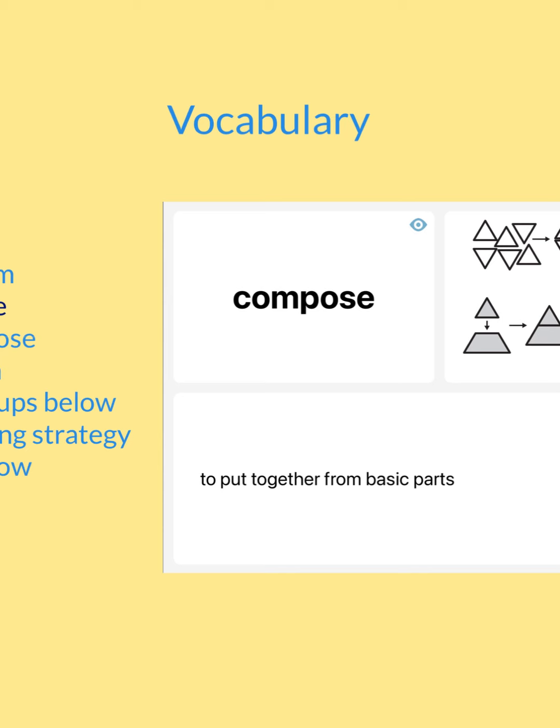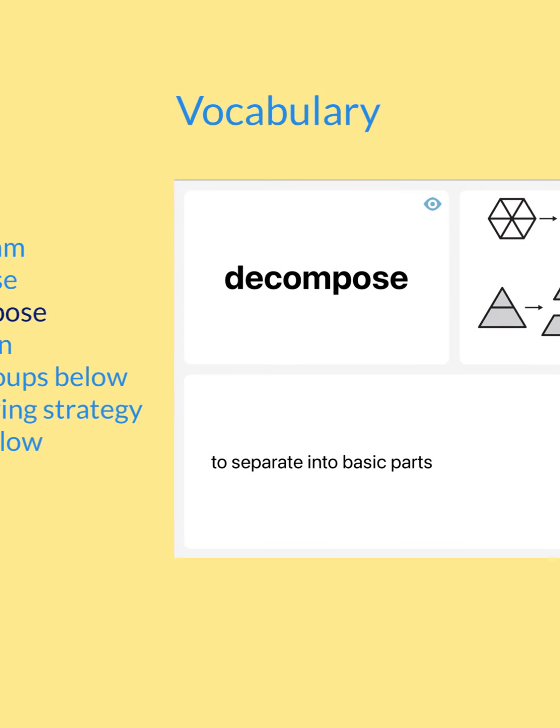Our next vocabulary word is compose, which means to put together from basic parts. And our example here shows 10 individual unit blocks, 1, 2, 3, 4, 5, 6, 7, 8, 9, and 10. And 10 unit blocks equal 1 long, which you can see is 10 pieces, or 10 units.